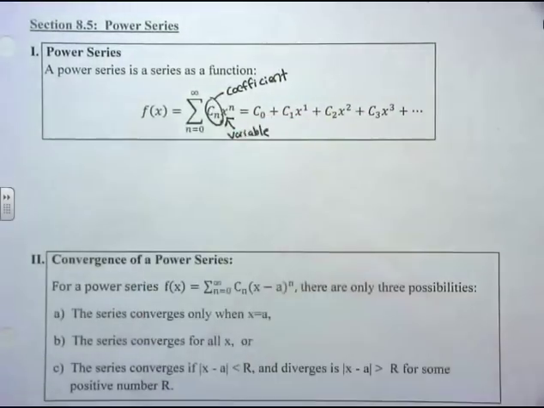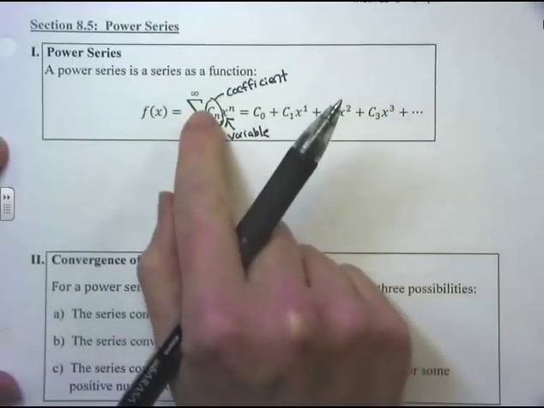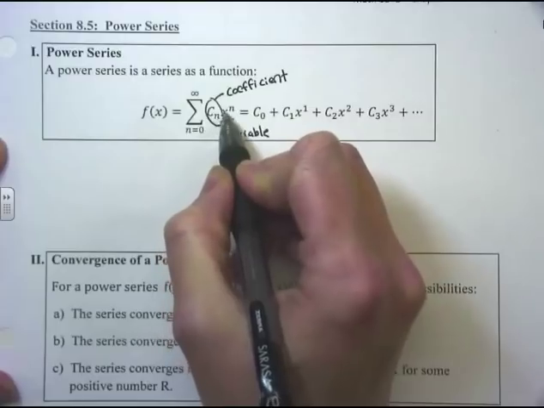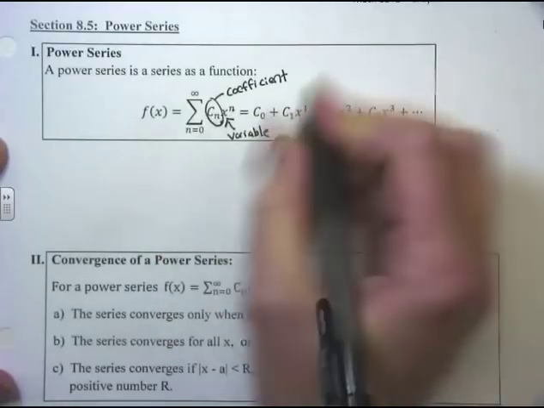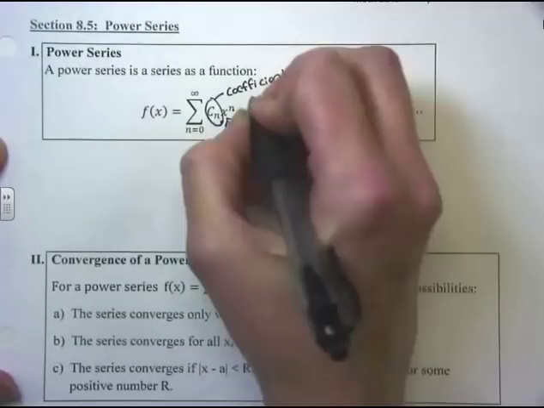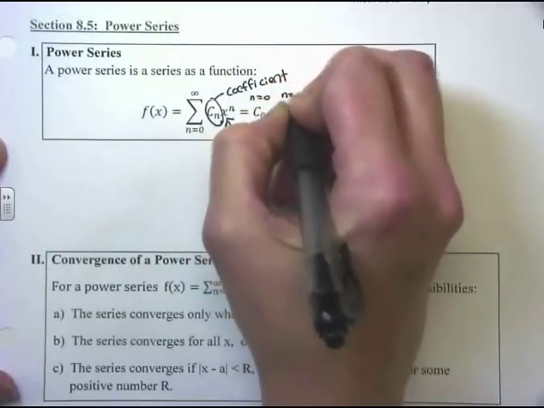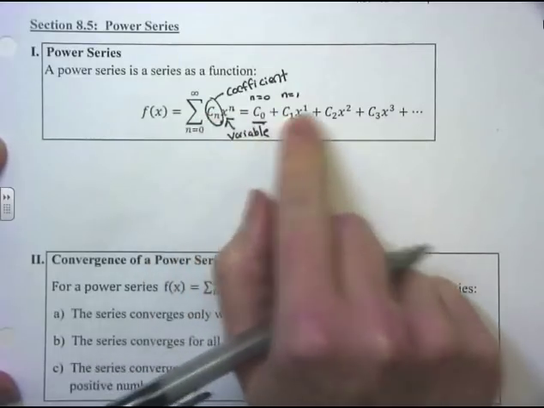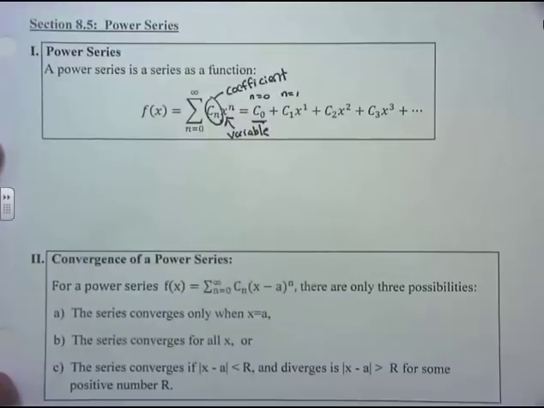If we were to expand this, when I plug in that n is 0, I would have some constant c0, x to the 0 power, which is just 1. That's why this first piece is just a constant. When I plug in that n is equal to 1, I would have the coefficient c1, x to the first power, and so forth. Let's look at an example of this.